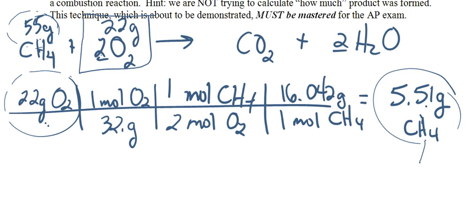That is my excess. Methane is excess. It's extra. So when you see excess on the question, that's what it means. You have leftovers. This is my limiting reactant. Okay? All right, I hope that helped.